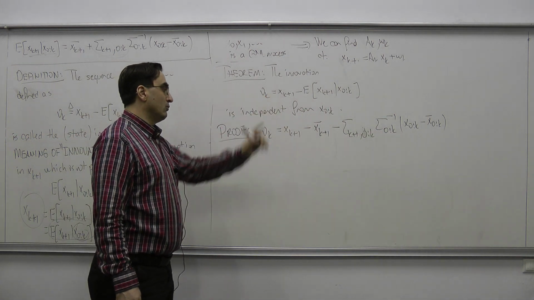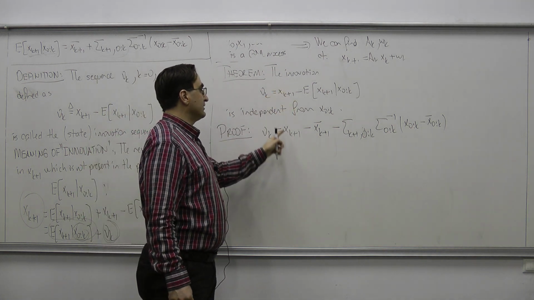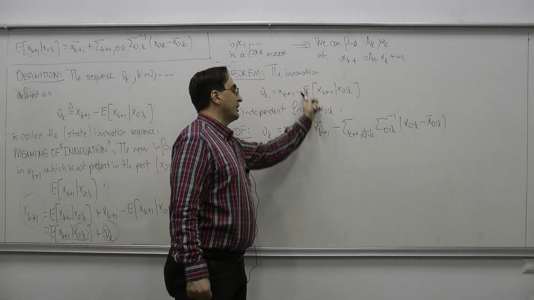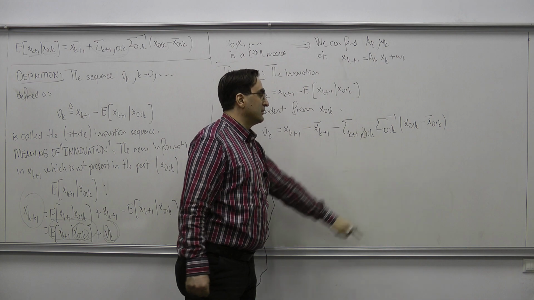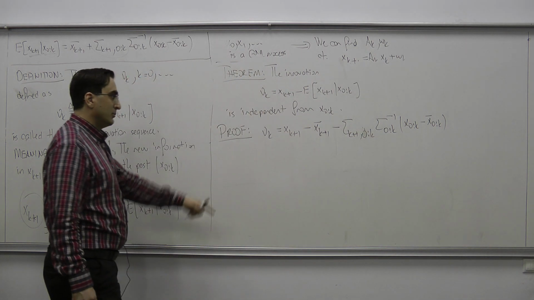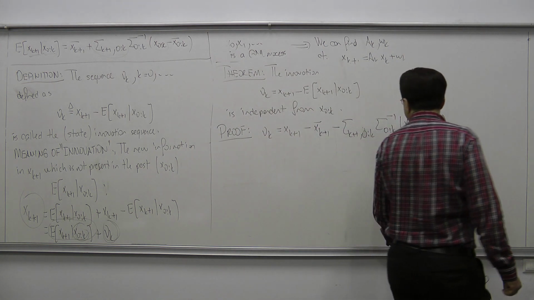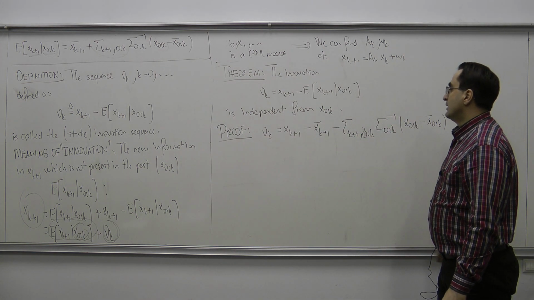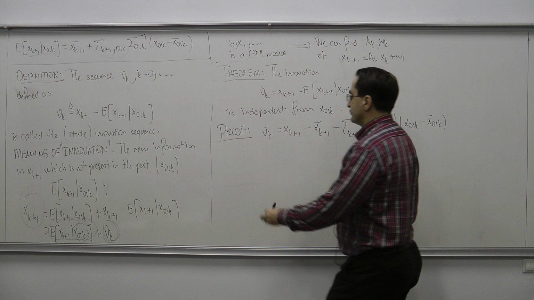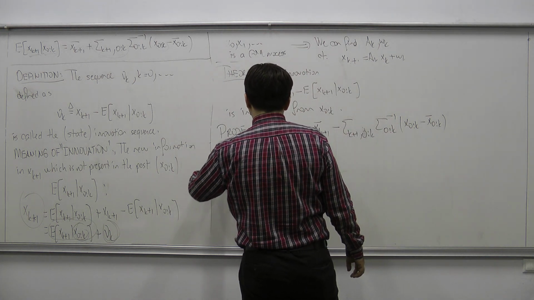So this is our innovation sequence. I have taken xk plus 1 and I have subtracted this expected value from the last theorem. All right? I'm of course assuming that xk is a Gaussian process now. So then what is the expected value of the innovation process? Let us look at this.